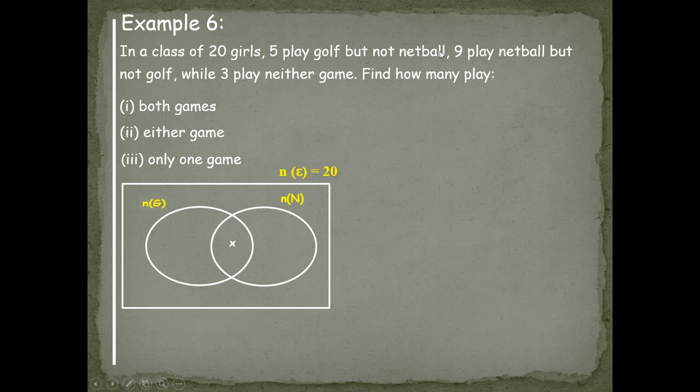5 play golf but not netball. 9 play netball but not golf. So how do we incorporate that? 5 play golf but not netball, so that means that 5 play golf only. So this part is 5. Golf only. These are 5. 9 play netball but not golf. That means 9 play netball only. Because of that, we shall put the 9 there. 3 play neither game. So we shall put it outside here.